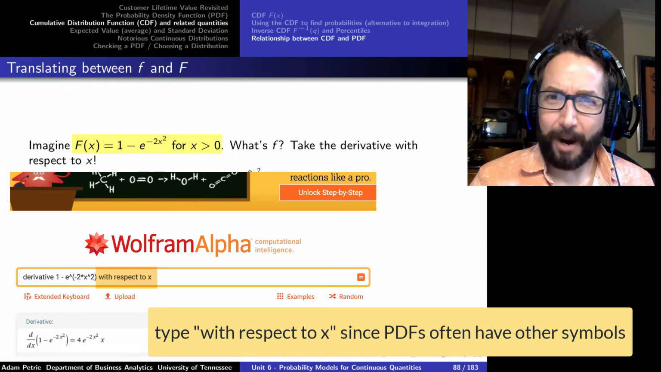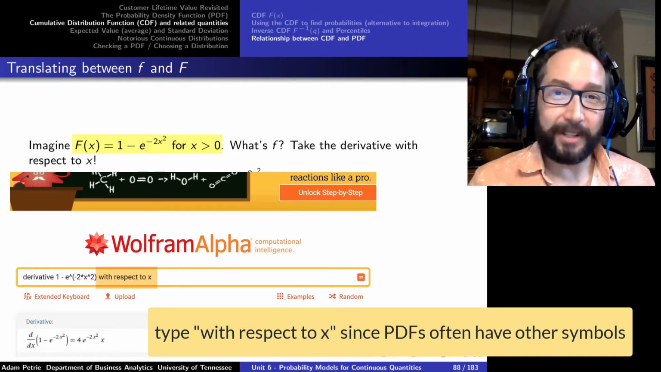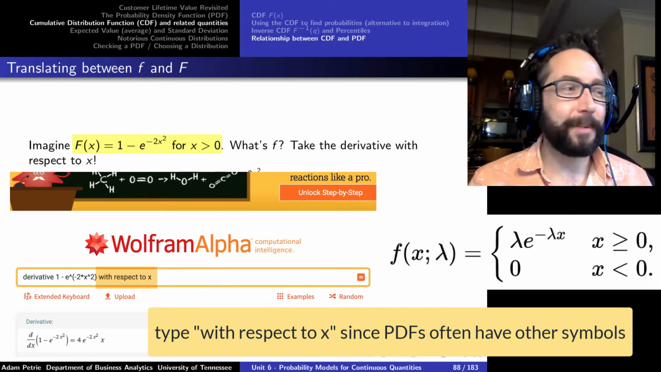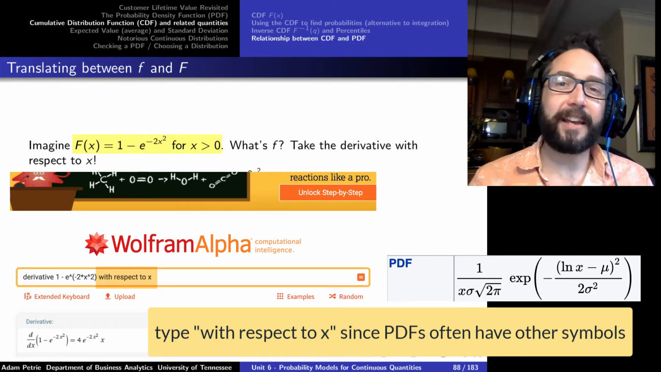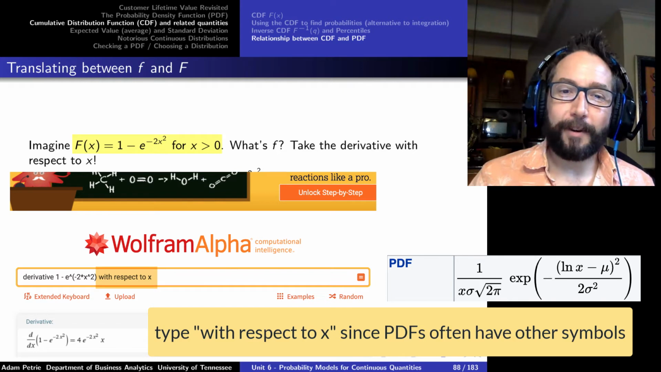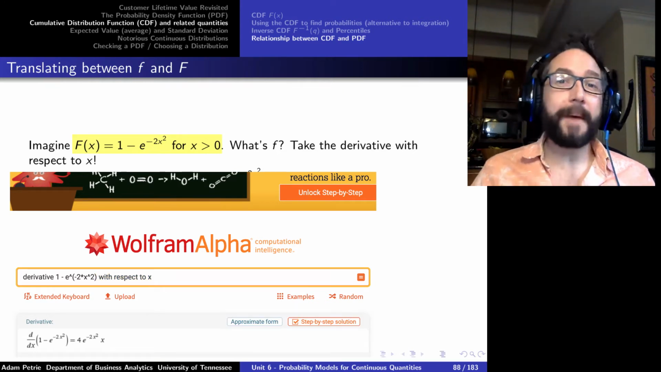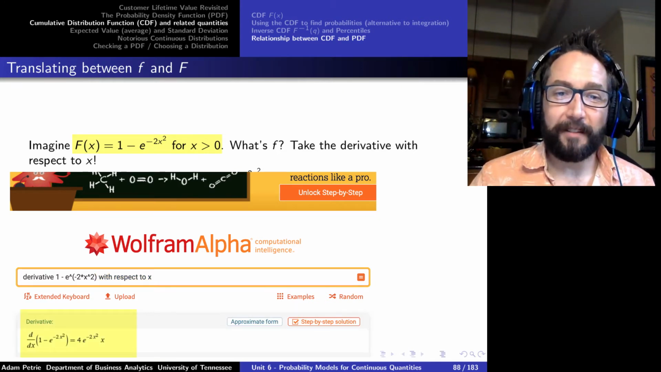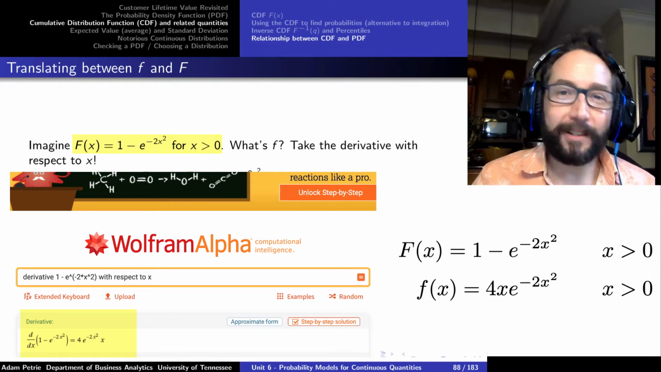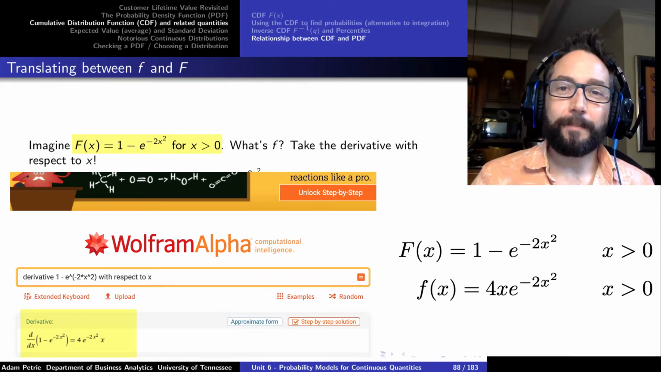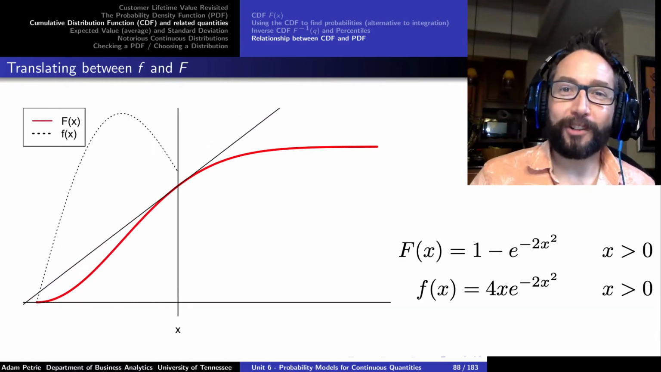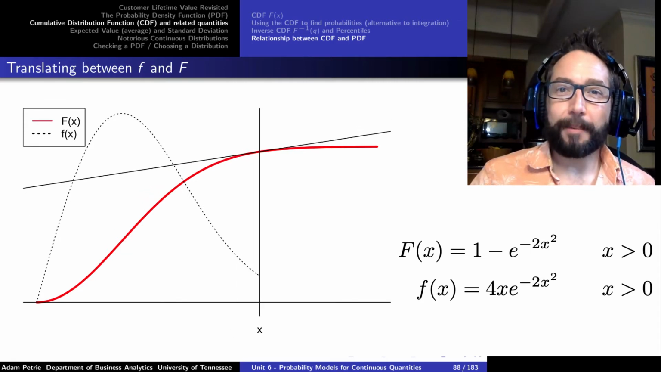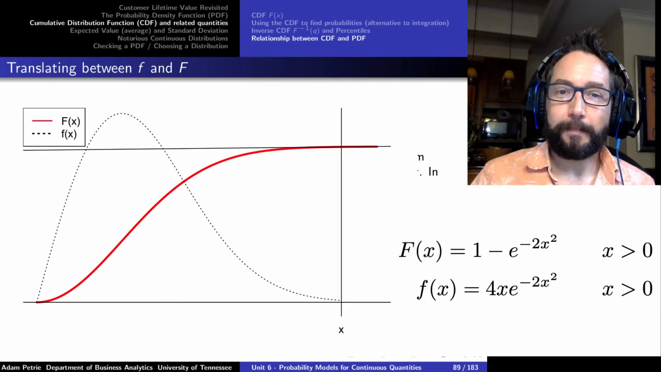We know that in probability, we see a lot of other symbols in equations besides just x. We might see lambdas, we might see mu's, we might see sigmas, etc. So we're just cluing Wolfram Alpha in to saying that, hey, this is a function of x, take the derivative with respect to the x variable. And then out will pop our equation for the PDF, in this case, 4 times e to the minus 2x squared times x. So we could plot that to see what the curve for our probability distribution looks like. We're able to very quickly go from capital F to little f.